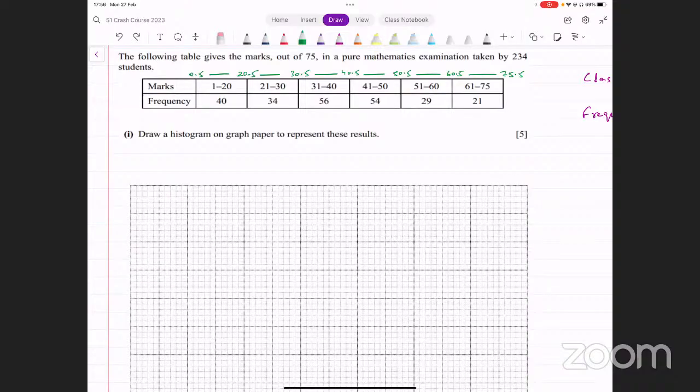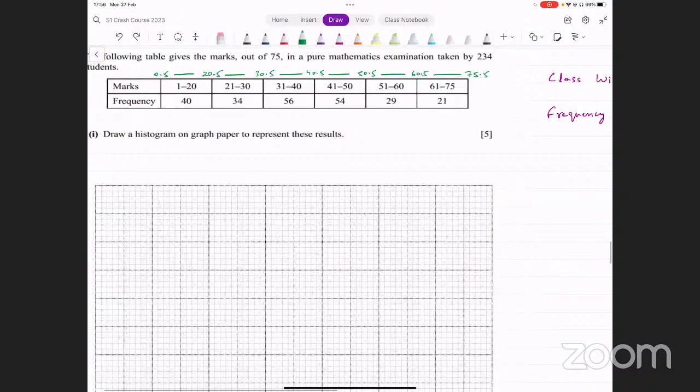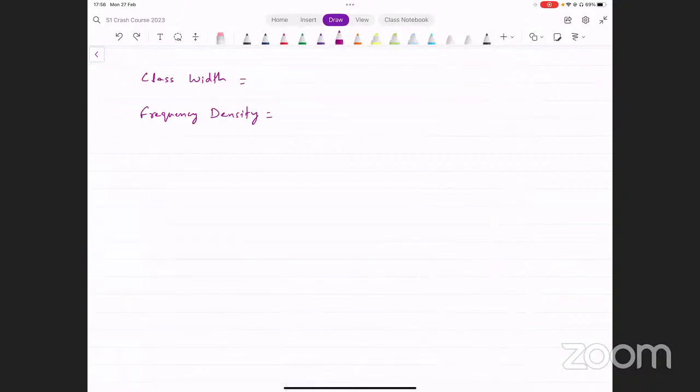Now, the first thing we need to calculate here is class width. What is class width? For any particular class, class width is defined as the upper boundary of that class minus the lower boundary. This is how class width is defined: upper boundary minus the lower boundary.